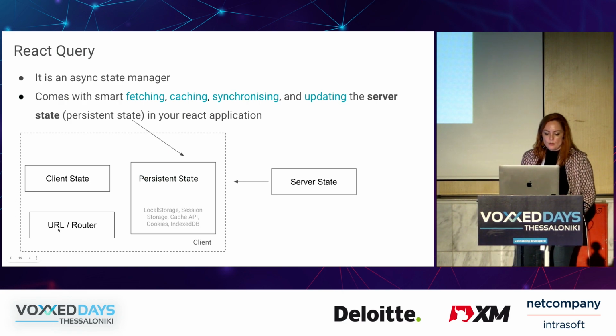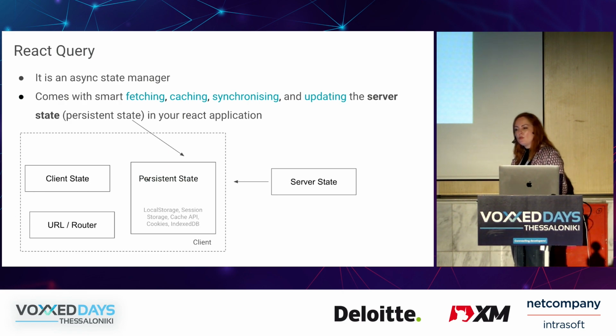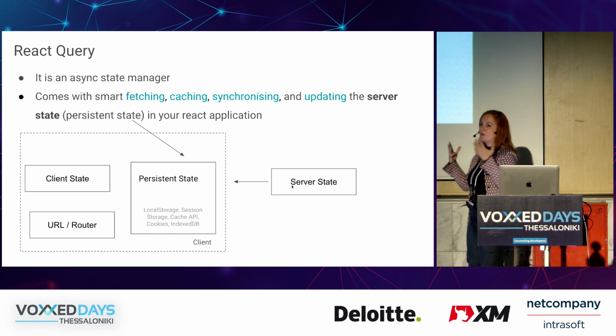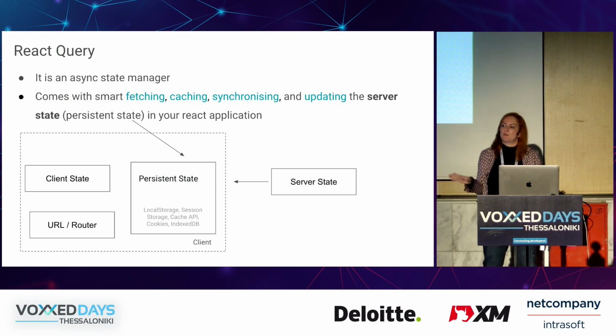We have the URL router. And we have some more persistent layers on the client, which are local storage, session storage, cache API, cookies, IndexedDB. And we have the server state, the data that is coming from the backend. React Query is really good at dealing with the data that we get from the backend. We can classify the types of data in our web application into two types of states: the client state and the client server state.